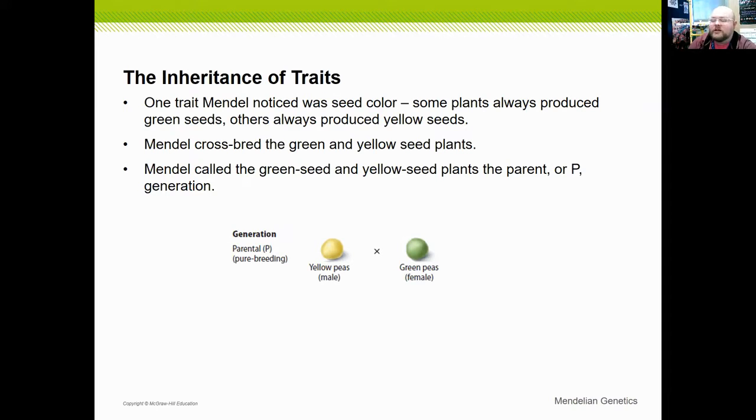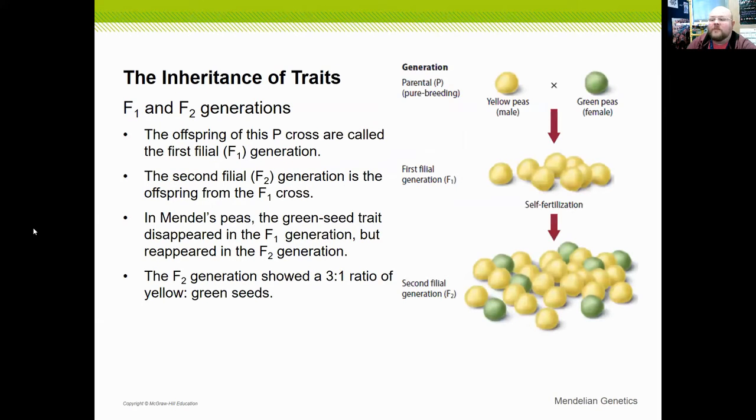And he crossbred the green and yellow seed plants, and then he called the green seed and yellow seed plants the parent generation or the P generation. So the ones that you begin with are the parent generation or P generation. As they were crossbred, they had their offspring, so to speak, and the offspring had offspring. These are the F1 and F2 generations. So the offspring of the P cross-pollinated plants were the initial or first filial generation, or F1. The second filial generation, or F2, is the offspring of the F1.